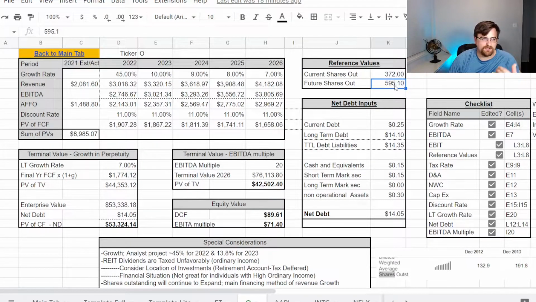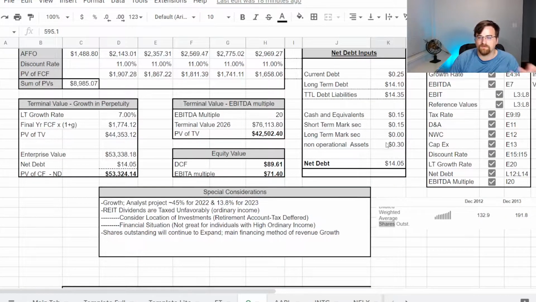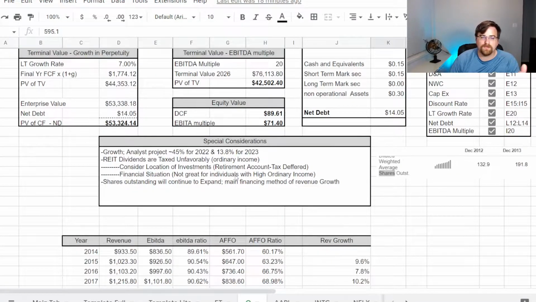So quite a high increase there. But again, I'll talk about this a little bit later, this is how they are financing buying new properties and increasing their revenue growth. So this has been consistent in how they're doing this.